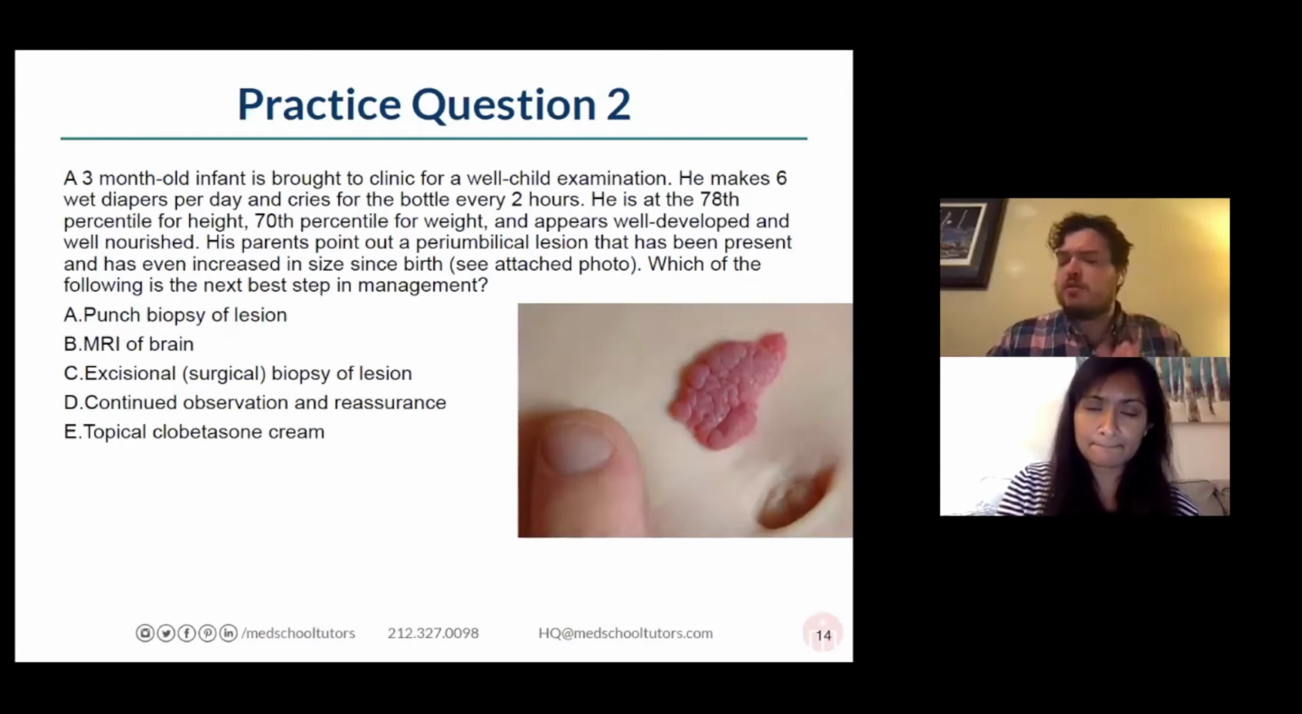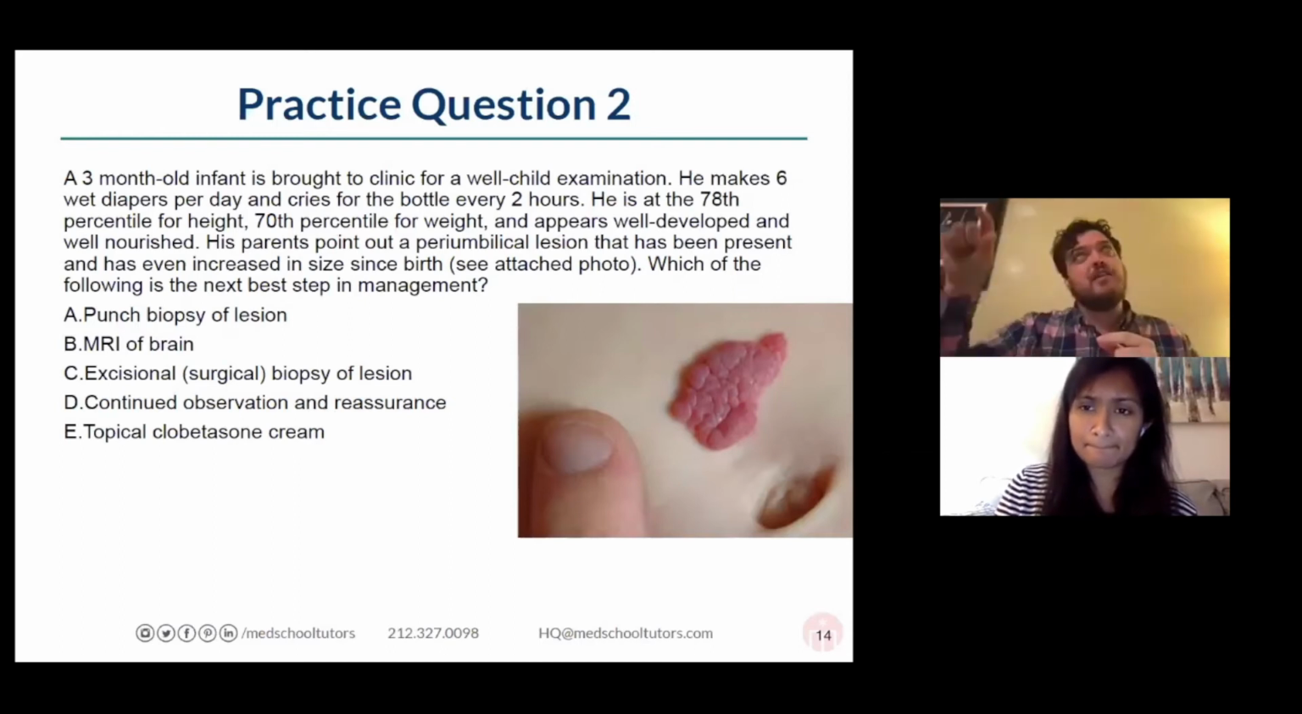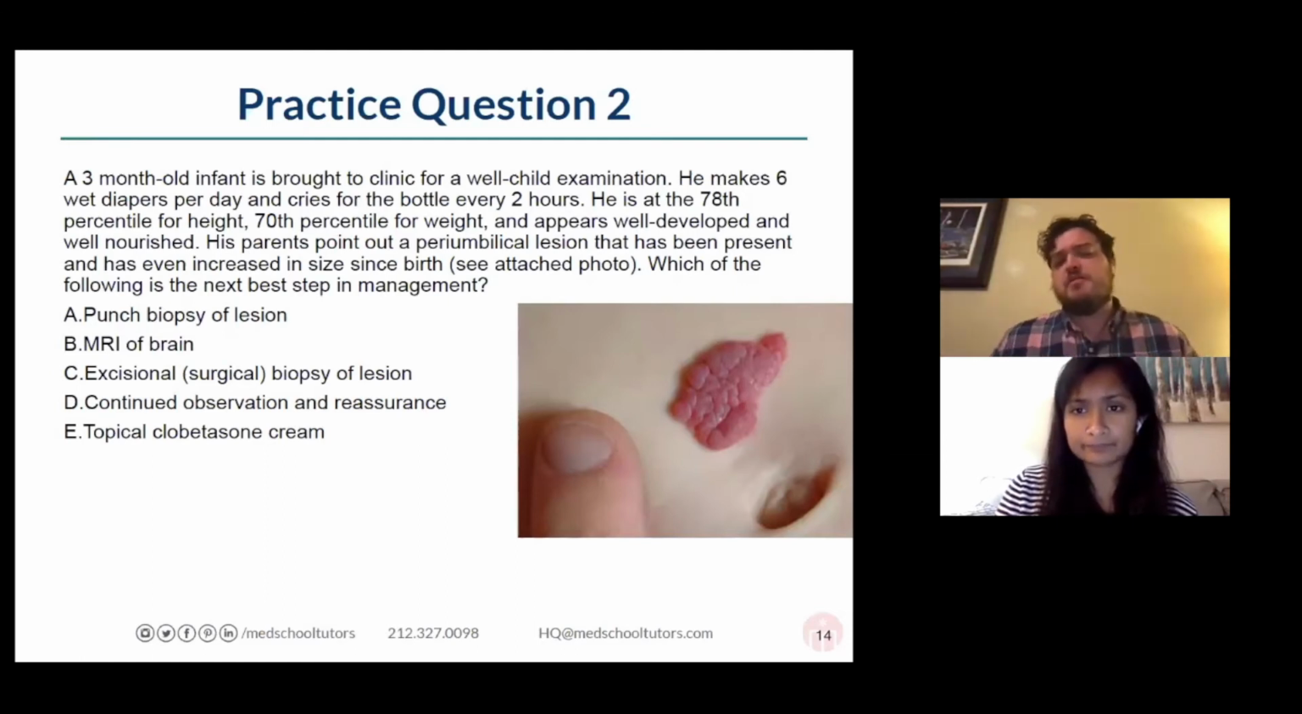Continued observation and reassurance. Well, if this looks like what I think it is, and I don't think it's life-threatening, I think I've made a diagnosis. Now I'm thinking about the next best step in therapy. And I'm thinking my therapy ought to be pretty conservative here. So I'm going to keep D on my mind here.